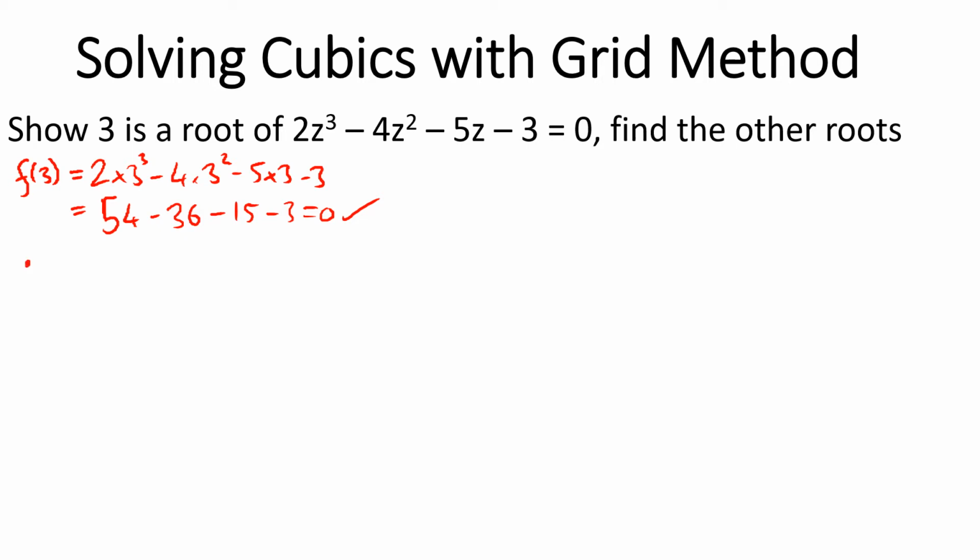What does that tell us? That tells us that z minus 3 is a factor. Okay, so I'll set up my grid. My grid looks something like this. I'm going to have z minus 3 along the top.